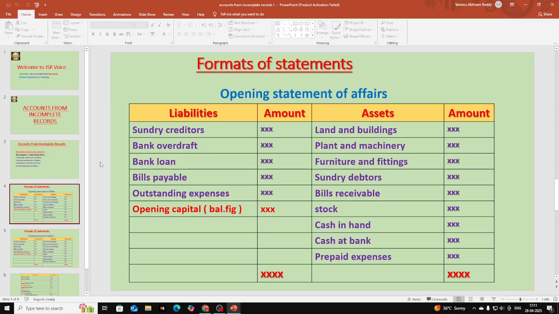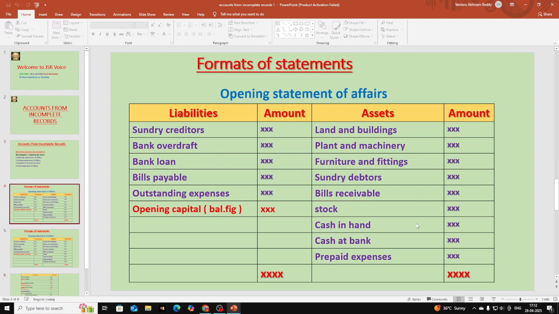I will read out the liabilities names: sundry creditors, bank overdraft, bank loan, bills payable, outstanding expenses. These are the liabilities which we actually deal with in this chapter. We actually get this kind of liabilities in all the questions. So you have to remember this and go to the asset side.